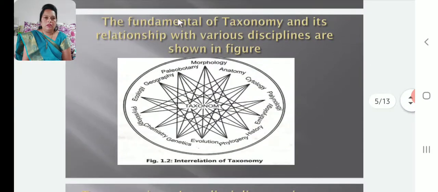This taxonomy is fundamental to botany, and it is related to the other disciplines of botany. There is an interrelationship between these disciplines, for example morphology, anatomy, cytology, palynology, embryology, history, evolution, genetics, chemistry, physiology and ecology. These branches have an interrelationship with taxonomy.